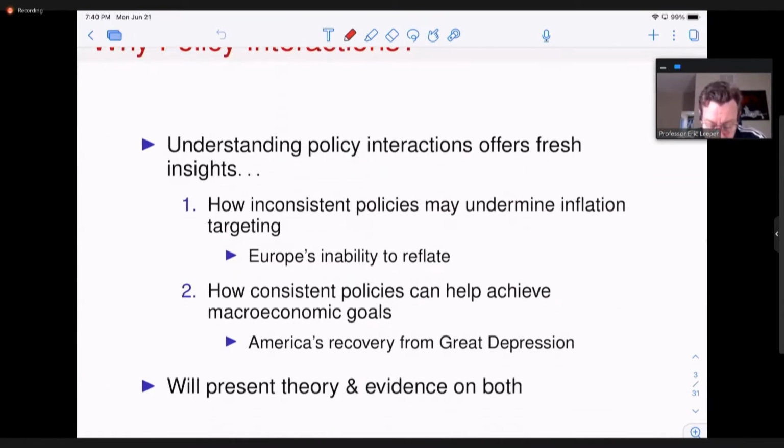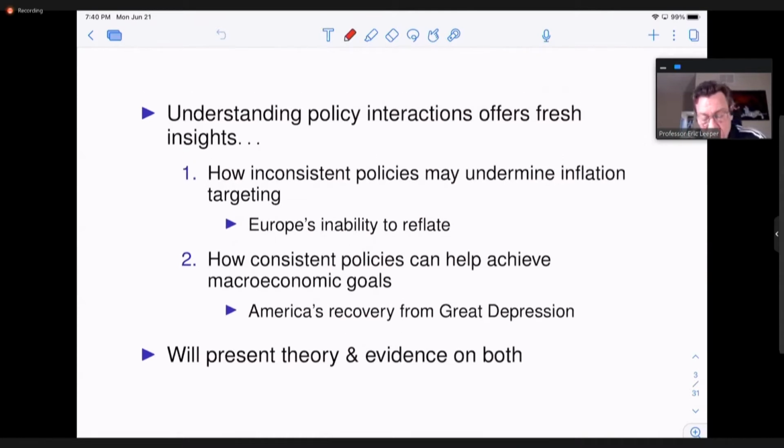Okay, so once you get some sort of understanding of policy interactions, you get some fresh insights. One example that I'm going to talk about is how inconsistent policies could undermine inflation targeting. And the example that I'm going to use is Europe's inability to reflate. And then, as a counterpoint, I'll talk about how consistent policies can actually help achieve macroeconomic goals. And there I'm going to draw on some history work that I've done about America's recovery from the Great Depression. So I'm going to present some theory and evidence on both of these.